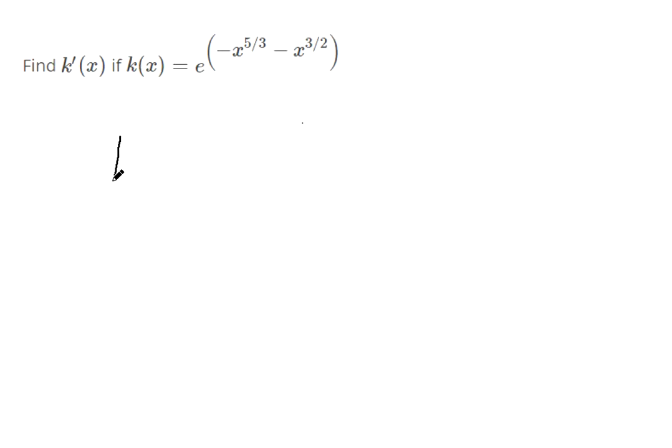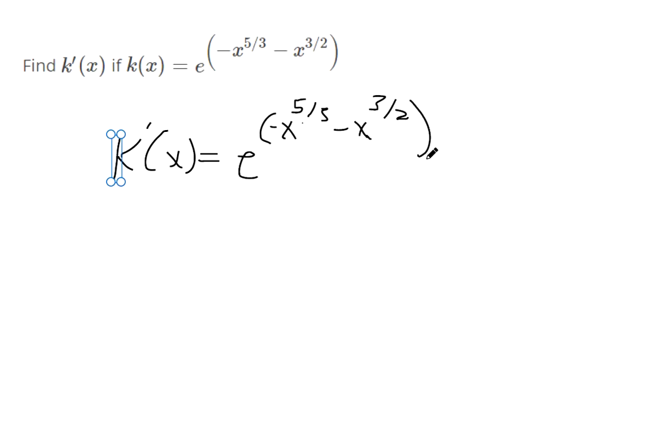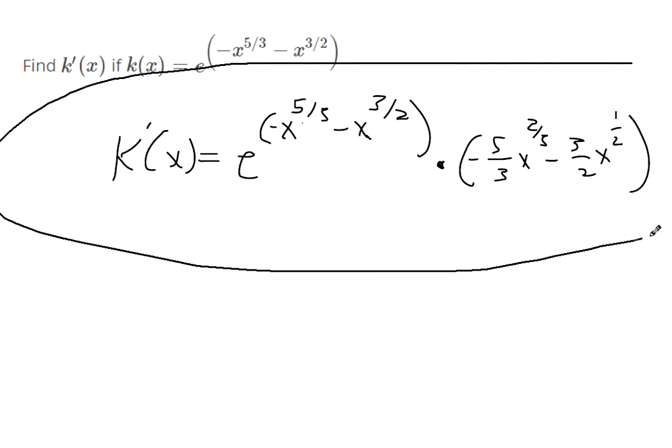When we try to find k prime, the derivative, it's itself. That's the crazy thing about an exponential function of base e. So the derivative is itself, but then we need to chain on the derivative of the innermost function, this up here. So the power rule applies: the negative 5/3 x to the 2/3, because the power gets reduced by 1. The 3/2 comes down, and the power gets reduced by 1. So there is our derivative.